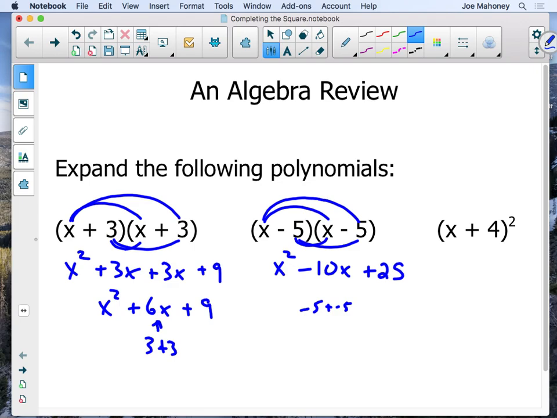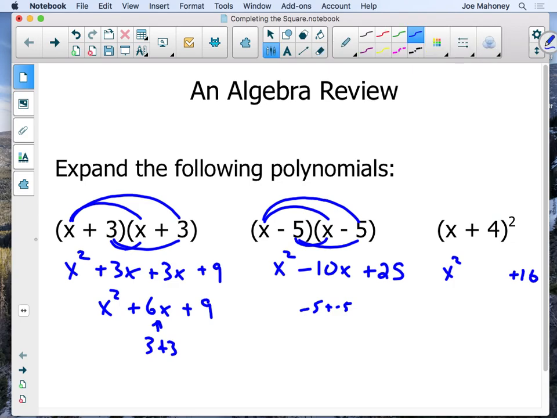I don't want to write it twice. I don't want to do x plus 4 times x plus 4. I want to square this binomial. So when I square it, I'm going to multiply the x times itself and get x squared. I also know I'm going to multiply the 4 by itself and get 16. Now be careful. I don't want you to think that I'm distributing the exponent. We don't distribute exponents. That's no good.